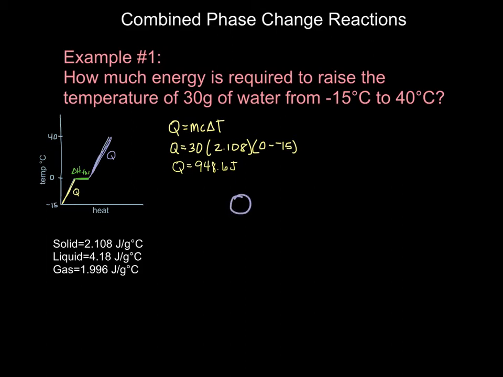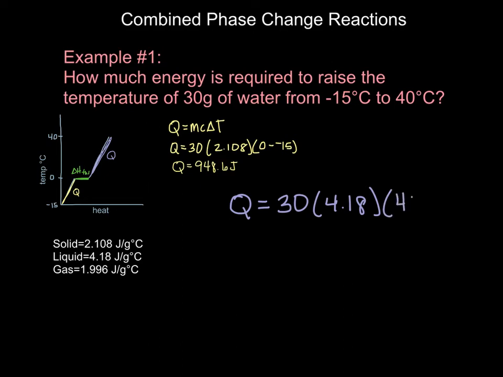So for this one, we're still solving for Q. Our mass is still 30 grams, but remember, I have to go back and check our specific heat for the particular phase that we are in. And our specific heat in the liquid phase, because I'm between 0 and 40, I haven't yet boiled, so the specific heat for my liquid phase is 4.18. And my ΔT, again, is final minus initial, but just for this piece.